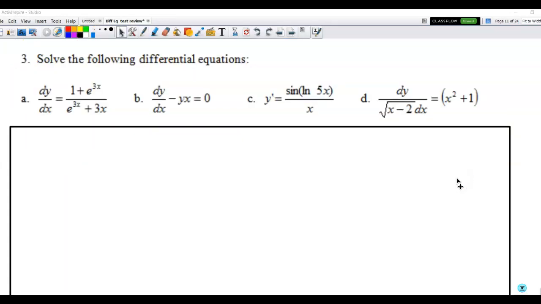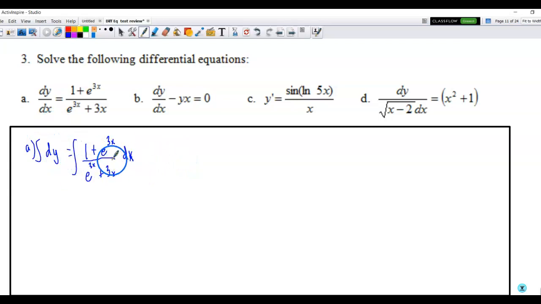For problem number 3, we're going to solve some differential equations. So remember, to solve a differential equation, we're going to separate, integrate, and solve, depending on whether we have an initial condition. I don't think any of these have an initial condition. So for letter A, I notice on the right-hand side, all of my variables are x, so all I need to do is to get the dx over on the right-hand side. So that'll give me 1 plus e to the 3x over e to the 3x plus 3x dx. All right, now I'm going to integrate on both sides.